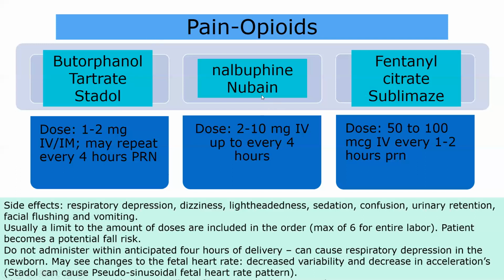Nubain is used in certain parts of the country and is very effective. And the dose is going to be provider specific, provider choice again. And then fentanyl. I know fentanyl sometimes can have a negative connotation because you hear about fentanyl in the news, but we're using 50 to 100 micrograms, which is not a giant dose. And we have a maximum of 6 doses in the entire labor for most facilities. So we want to use these medications sparingly if she is actively laboring.